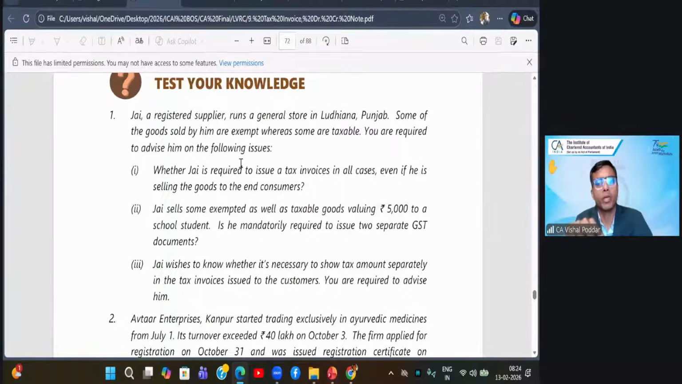So the answer over here is, for B2C cases, I can issue the following. If somebody is taking taxable goods, I will issue only a tax invoice. If somebody is taking exempt goods, I will issue only a bill of supply. But if it is both, I can issue a tax invoice cum bill of supply. Perfect answer. Continue. Next.